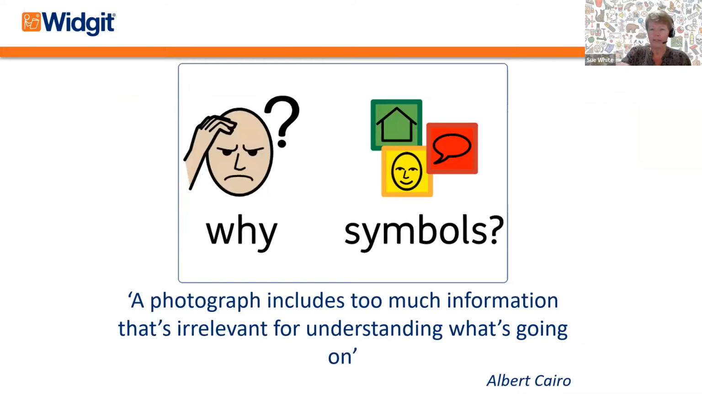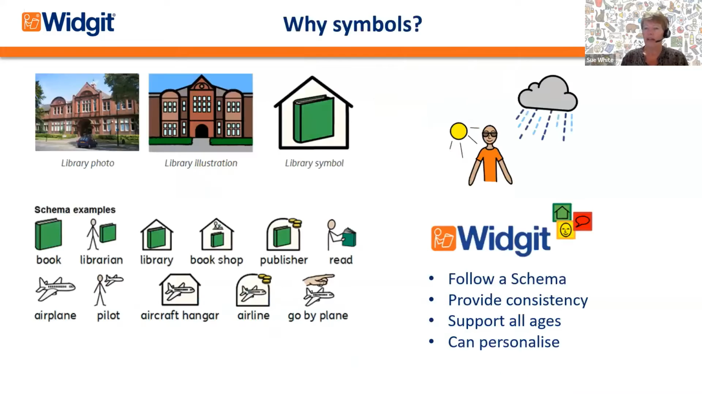So why do we talk about symbols as opposed to just visuals in general? There's a really nice quote there from Alberto Cairo, that a photograph includes too much information. A symbol goes straight to the heart of a concept. It doesn't have any background peripheral information, and it can really explain a concept and the vocabulary associated with it.